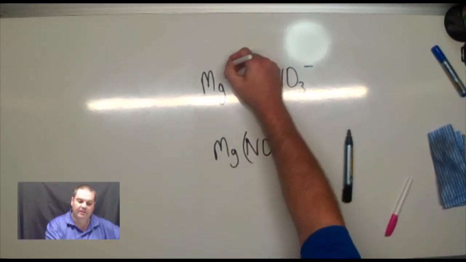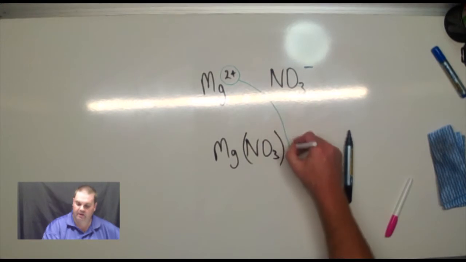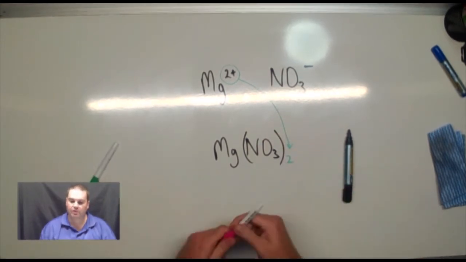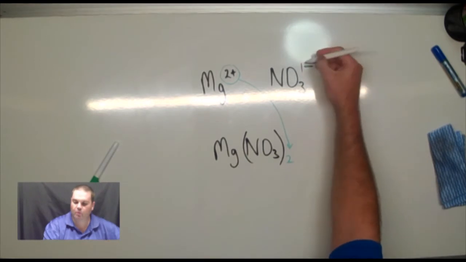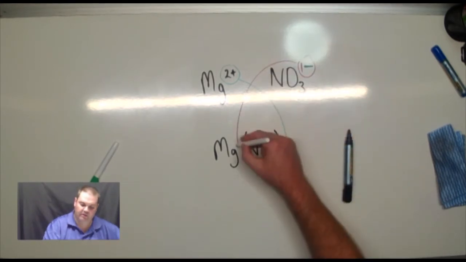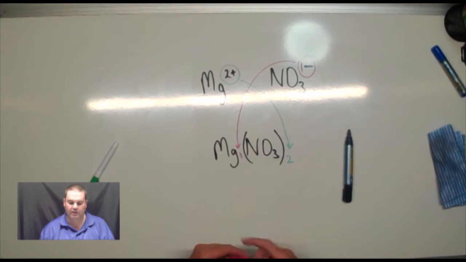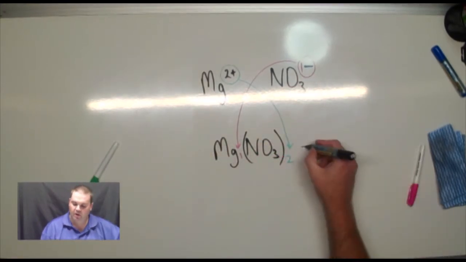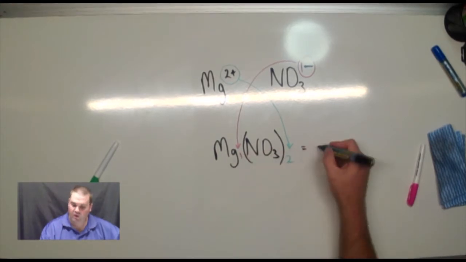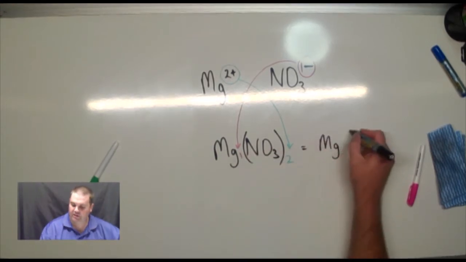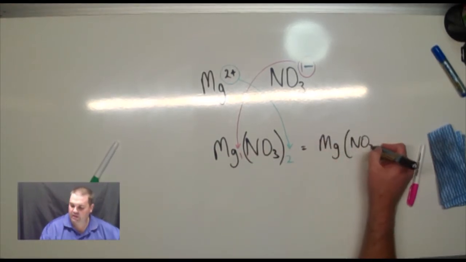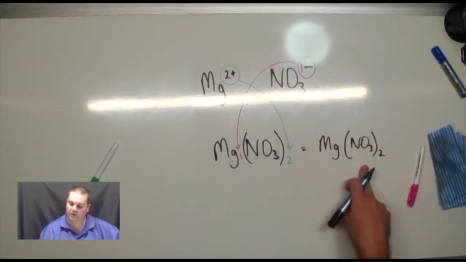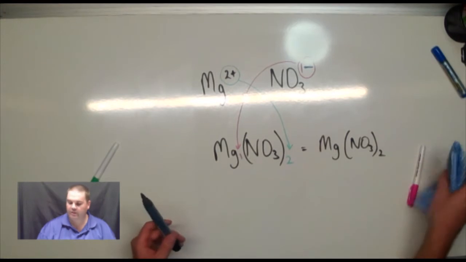So again, we take the charge from the cation, that comes down here, it becomes a 2. We take the charge from our anion, which remember is 1, so that 1 comes down there. You still follow the same procedure, cross over your charges, but again we don't write the 1, so it becomes Mg, we leave the brackets in, NO3 with a 2, magnesium nitrate. I'm going to show you another one.